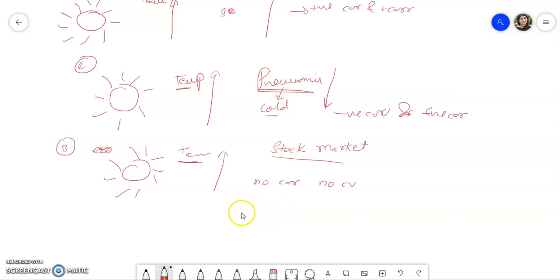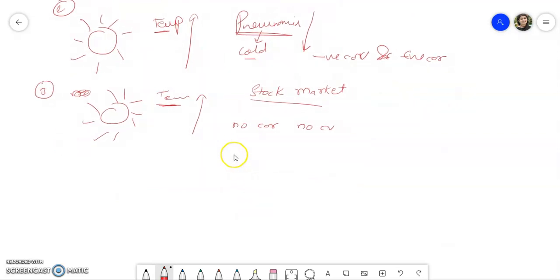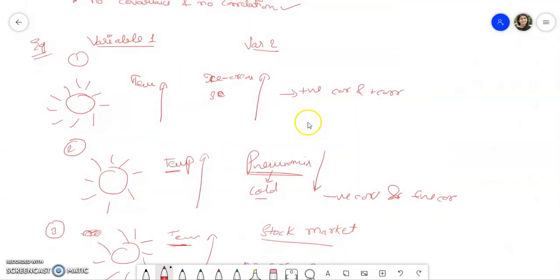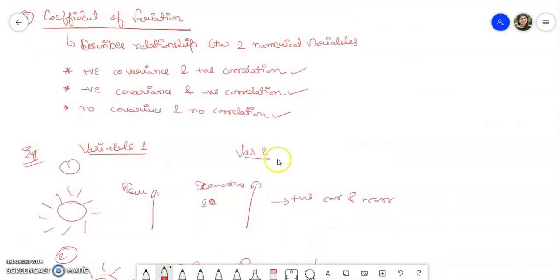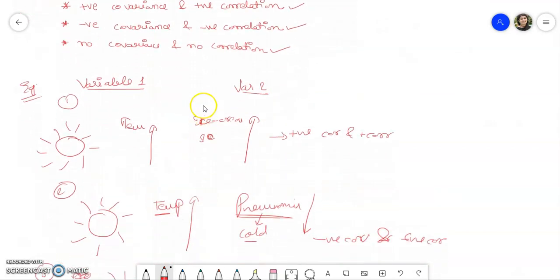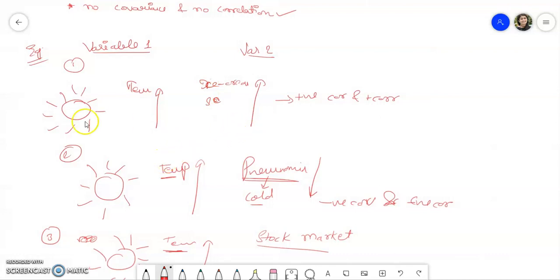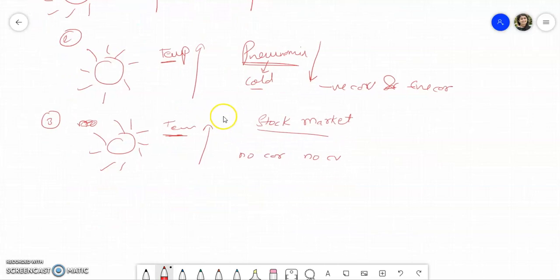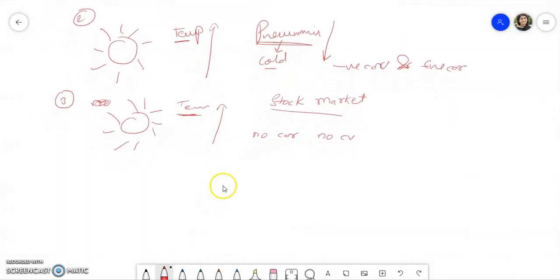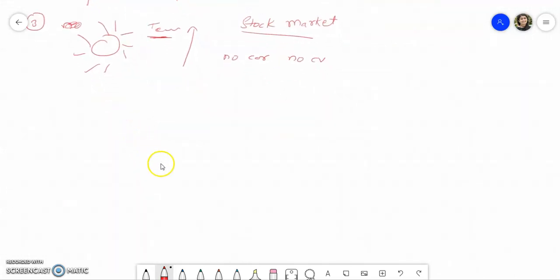Hello everyone, this video is the continuation of my previous video. So I'll just give you a quick recap. In my previous video, I was talking about coefficient of variation, and I gave these examples where you can find out when there is a positive correlation or positive covariance, negative correlation, negative covariance, and no correlation, no covariance. So the formula for the covariance, like how you can calculate it.